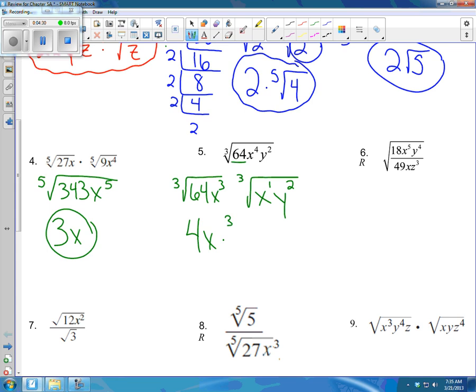So that comes out, and then the rest of the not perfect stuff just stays in there. So when we're done, there's number 5.